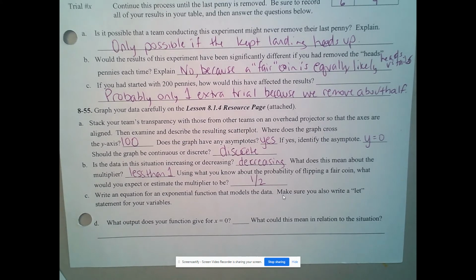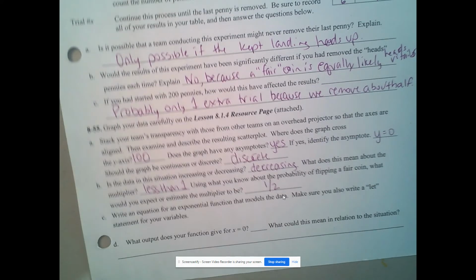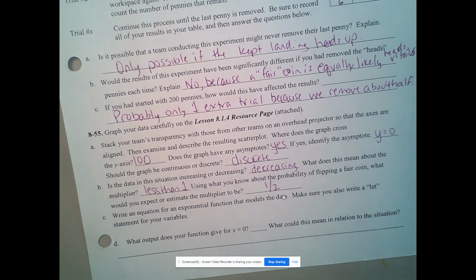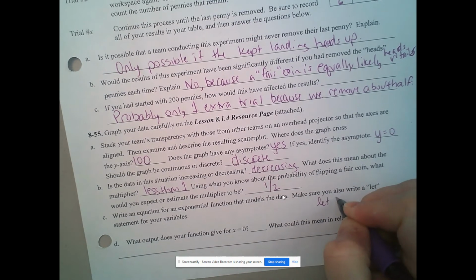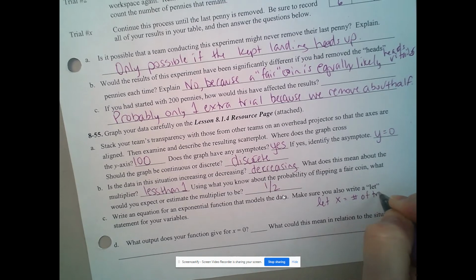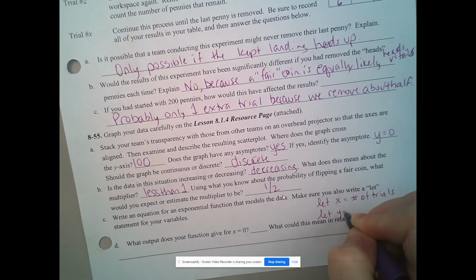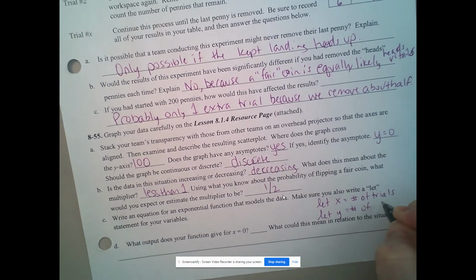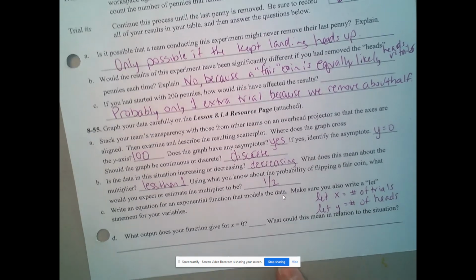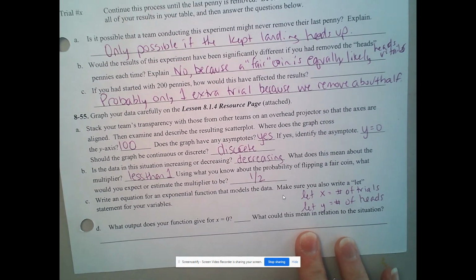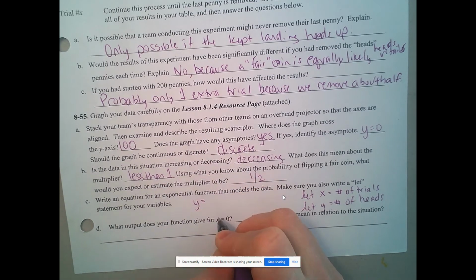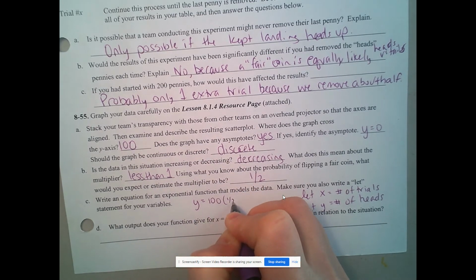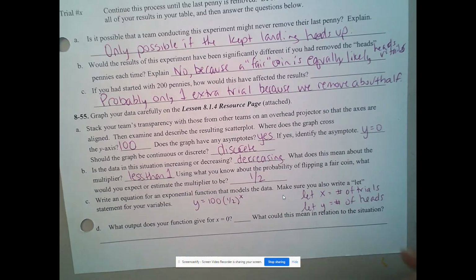Write an equation for an exponential function that models the data. Make sure you also write a let statement. So our first let statement would be let x equal the number of trials, and let y equal, or I guess it doesn't really matter, let y equal number of heads up pennies. So let's go with y equals, initial value was 100, multiplier is 1/2, and x would be the number of trials that we've performed.